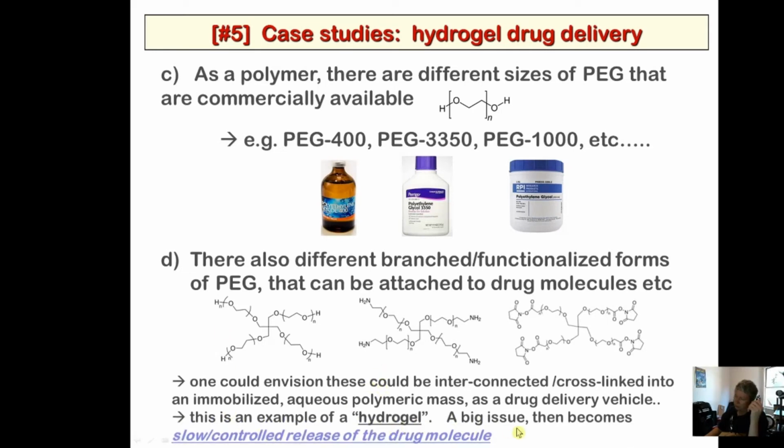So a big issue is if we have a drug attached, and assuming this is all cross-linked and there are a lot of these together forming little masses of these branched PEGs, how can you release the drug? Because if it's permanently and covalently attached, then that's not going to help. You need to be able to slowly and controllably release the drug molecule. And we'll talk about some of those mechanisms shortly.